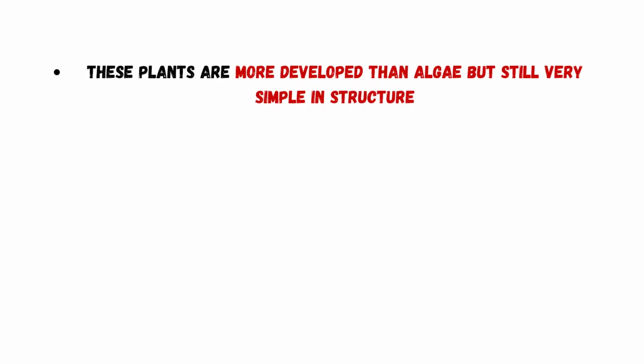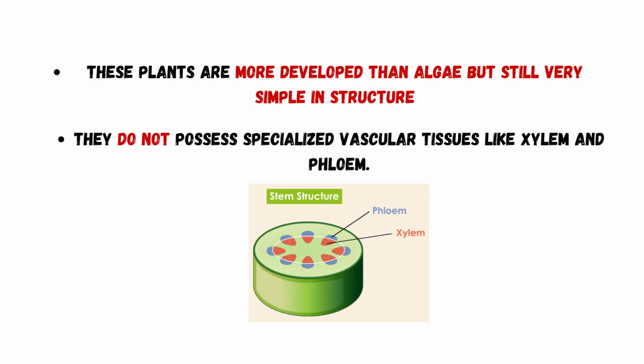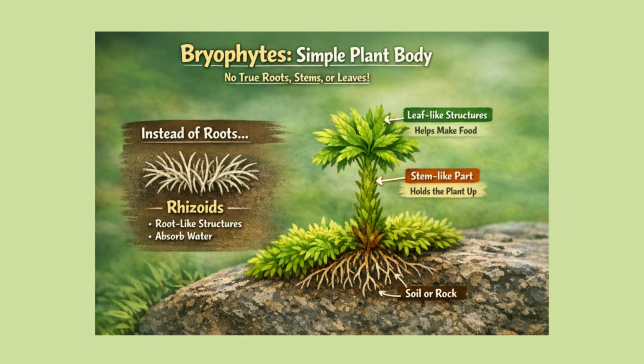These plants are more developed than algae but still very simple in structure. They do not possess specialized vascular tissue like xylem and phloem. So the plant body of bryophytes is not fully differentiated into roots, stems and leaves. Instead, they possess root-like structures called rhizoids, which help them attach to the surface and absorb water.